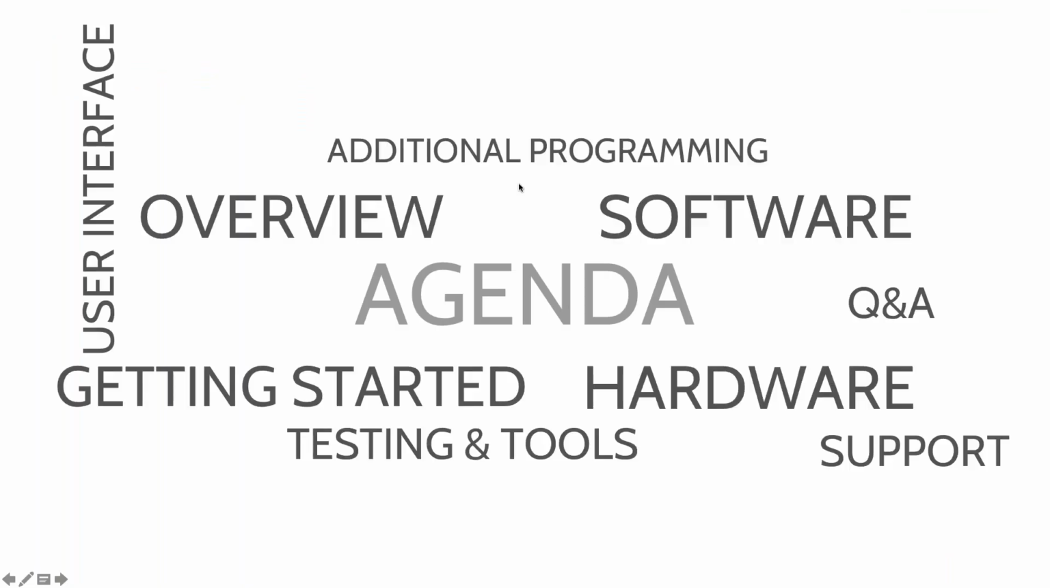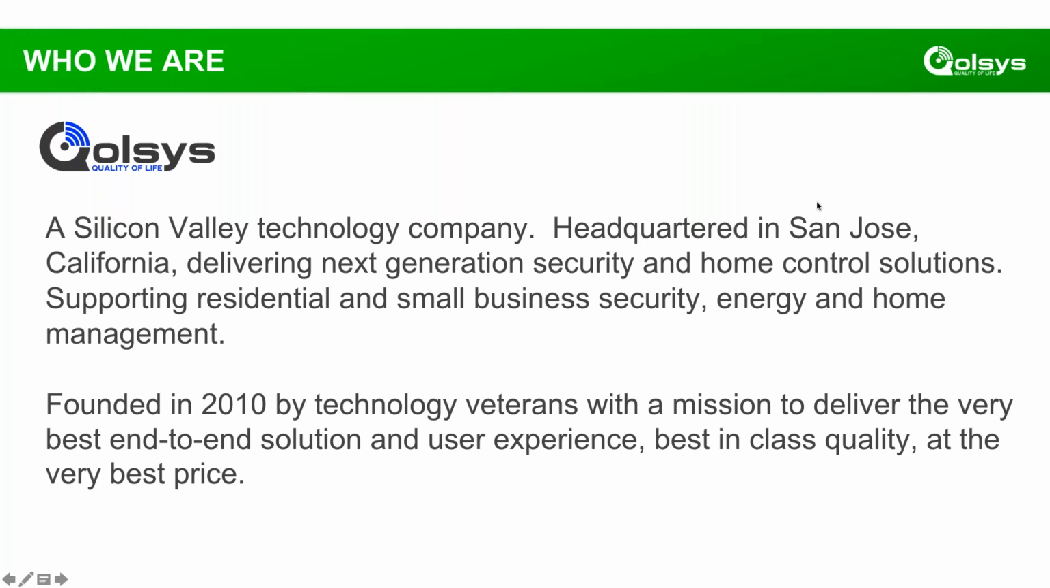Briefly, I'm assuming everyone on this webinar has been on a webinar before and knows who Qualsys is, so I won't spend a whole lot of time here. But we are a Silicon Valley technology company. Even though we're a manufacturer, we actually refer to ourselves more as a software company internally, because most of our employees are software engineers. We're very heavy on the software side, but we're based out of California. We have an office in Utah, and we were founded in 2010.